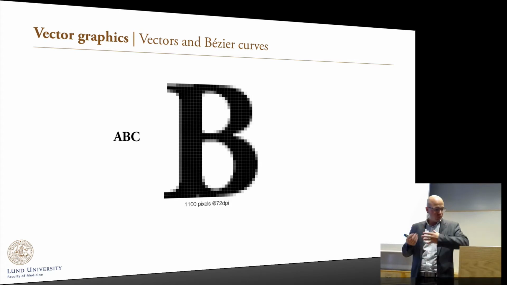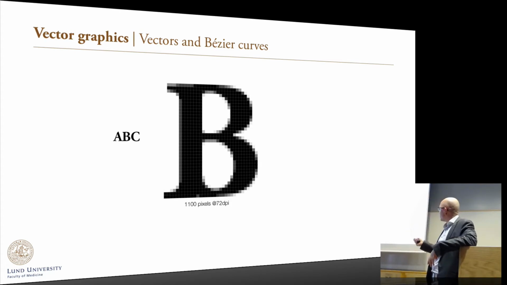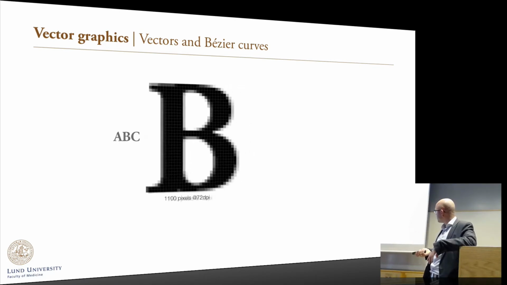So bringing back these ABCs and showing these ABCs at 72 dpi, you need 1100 pixels to describe this B here. So just showing all of these, and they have to be black and some are gray to manage to make this soft. So there's a lot of information just required to show a B on a screen.